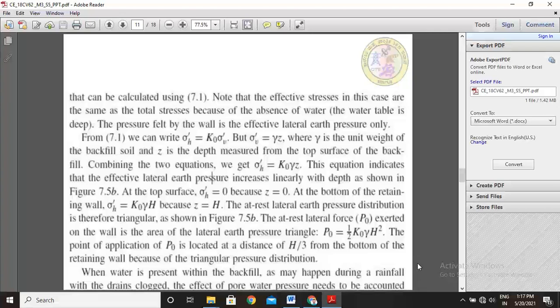When water is present within the backfill, as may happen during a rainfall with the drains clogged, the effect of pore water pressure needs to be accounted for.